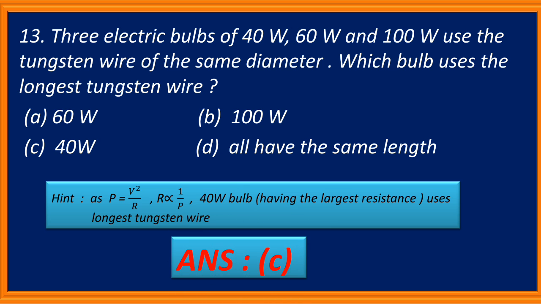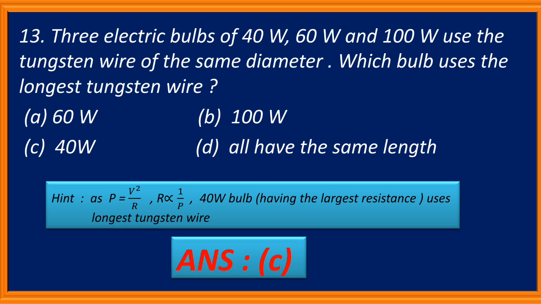Now question 13. 3 electric bulbs of 40 watt, 60 watt and 100 watt use the tungsten wire of the same diameter. Which bulb uses the longest tungsten wire? Option A 60 watt, option B 100 watt, option C 40 watt, option D all have the same length.